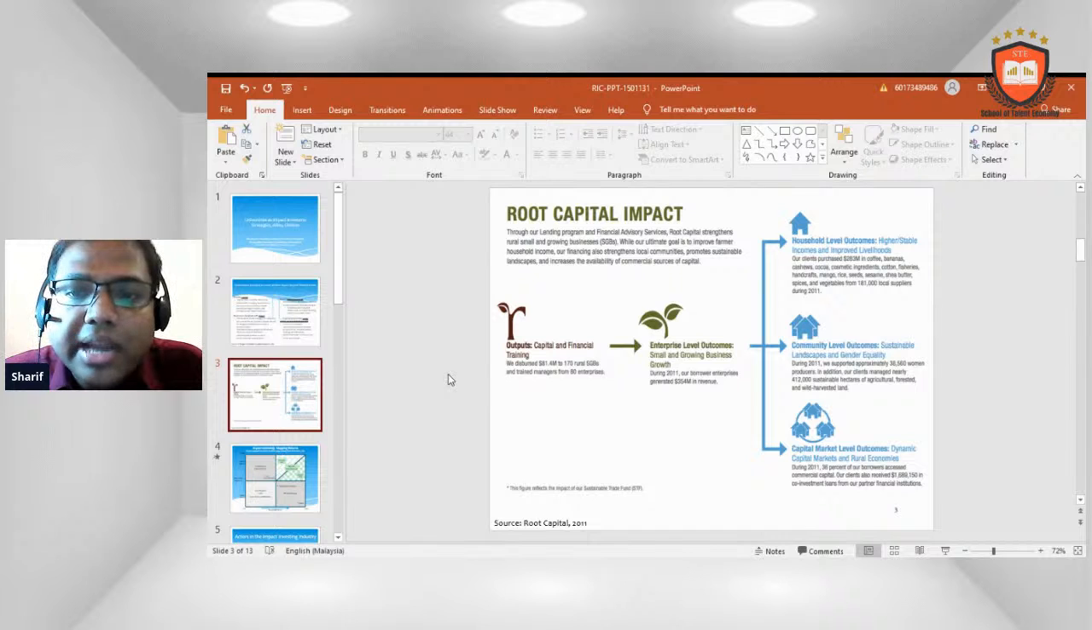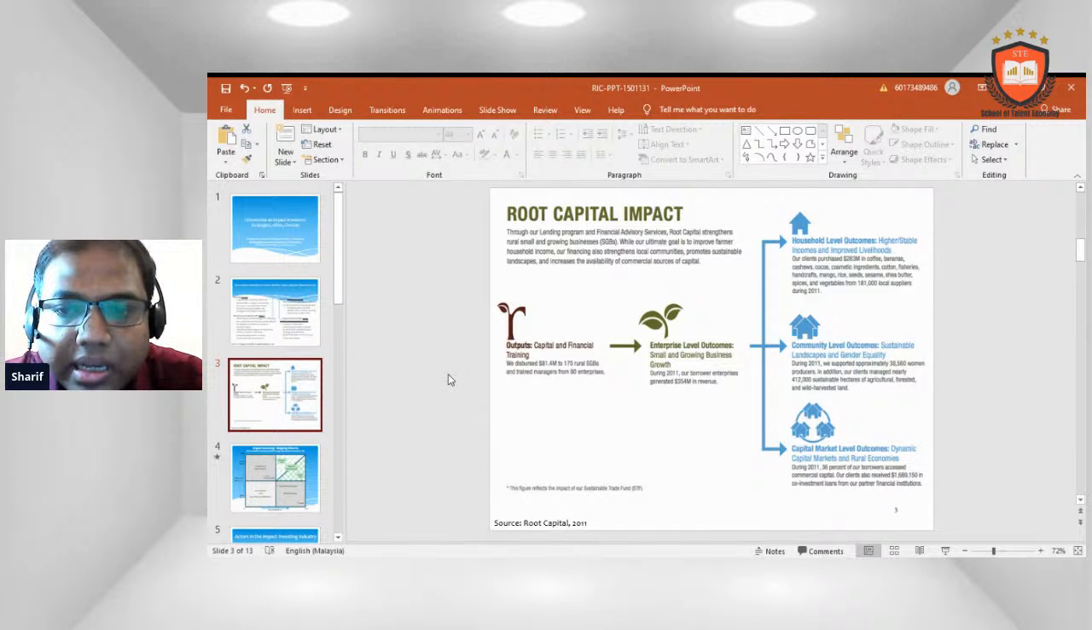Community level outcomes: sustainable landscapes and gender equality. During 2011, we supported approximately 38,560 women producers. In addition, our clients managed nearly 412,000 hectares of sustainable agriculture, forest and wildlife investment lands. Capital market level outcome: dynamic capital market and rural economy. During 2011, 36% of our borrowers accessed commercial capital. Our clients also received 1,689 in co-investment loans from our partner financial institutions.